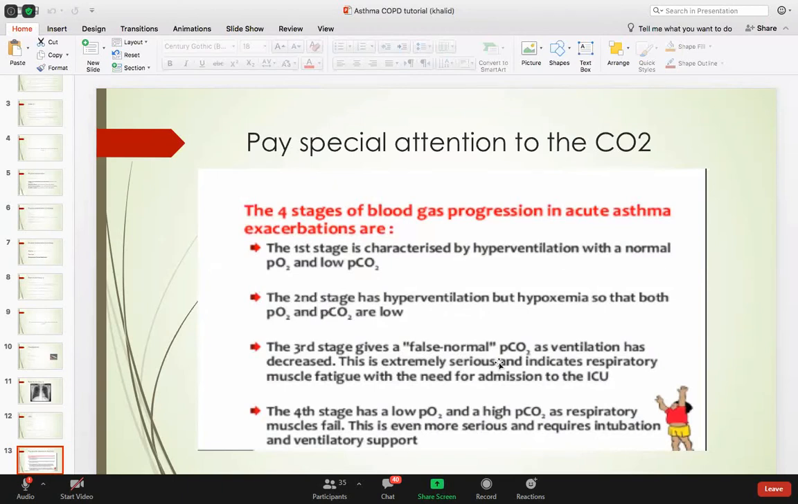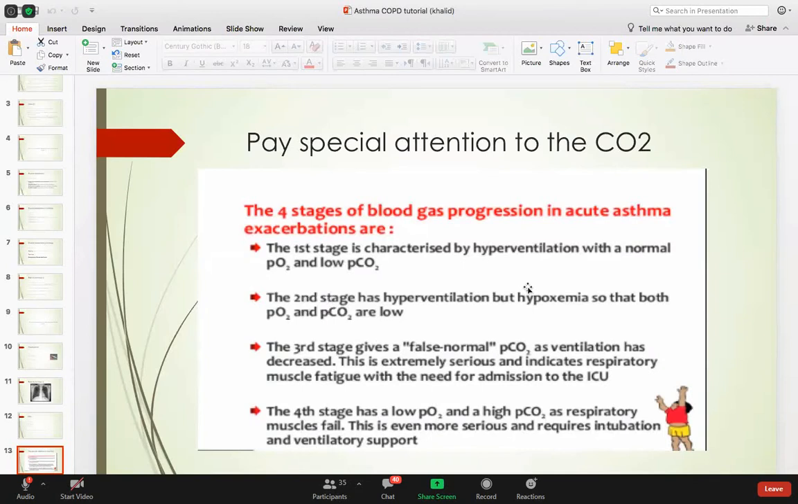So when you start to see normal CO2, this is actually an alarming sign. It is something normal, but when it is normal, we're going to start to freak out, because that means this patient is starting to tire, starting to not be able to hyperventilate. And when you start to see the CO2 elevated, you have to freak out, because this patient is tiring, and this is a sign dooming that he will require intubation and mechanical ventilation. Is this clear, guys?